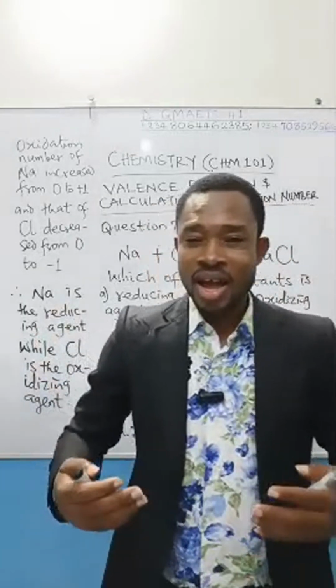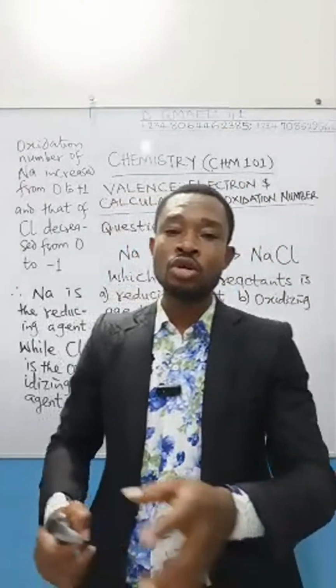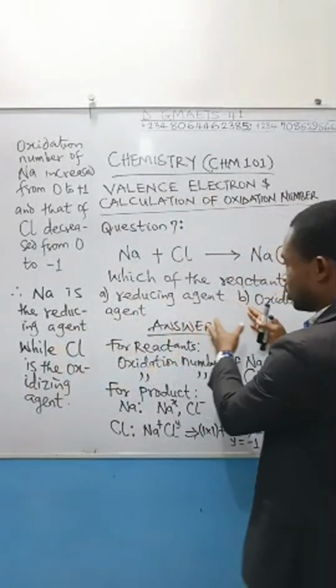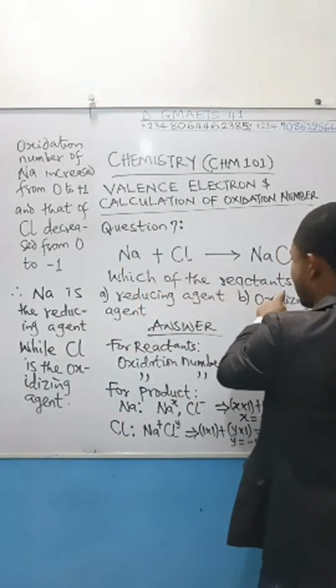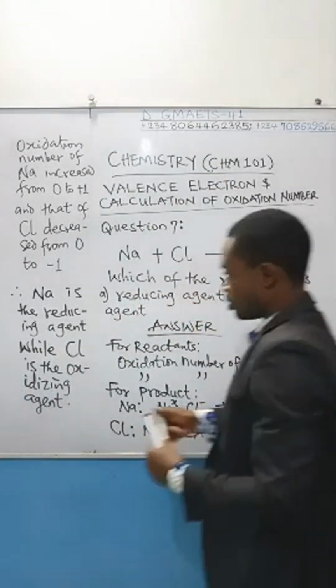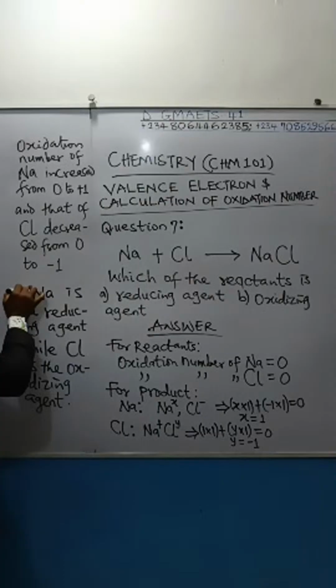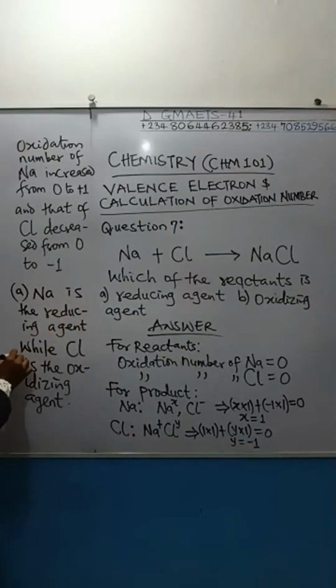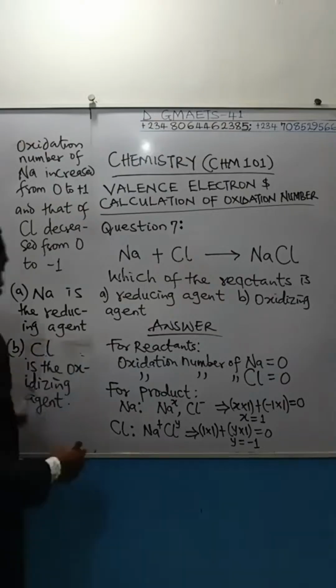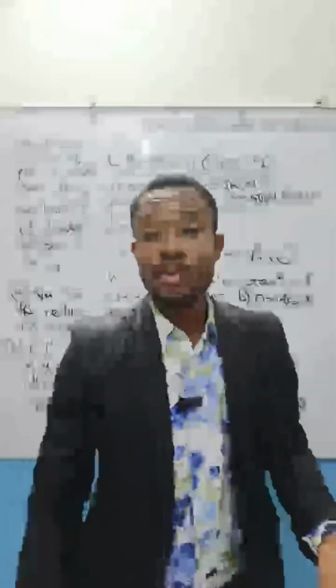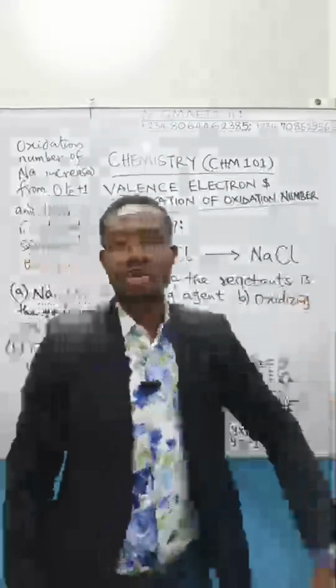Question now is, how did GMAT 41 get to know the answer to this question? Remember, the A part, which of the reactant is a reducing agent? In fact, let me write A. Sodium is reducing agent. Why B? B, chlorine is the oxidizing agent. I simply got to know this based on oxidation number calculation.